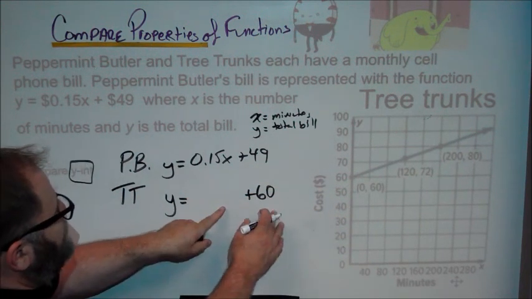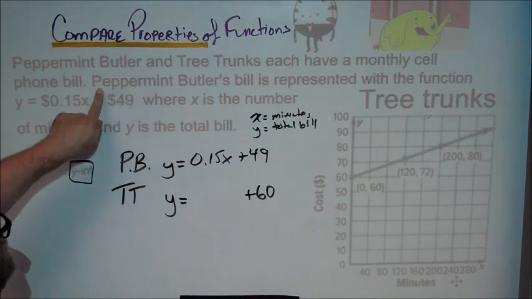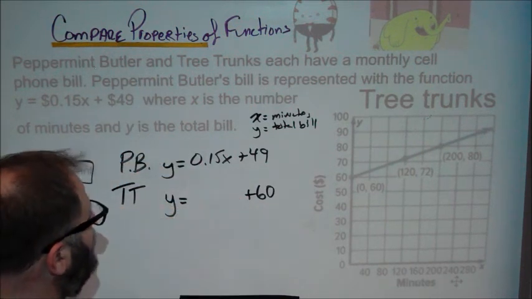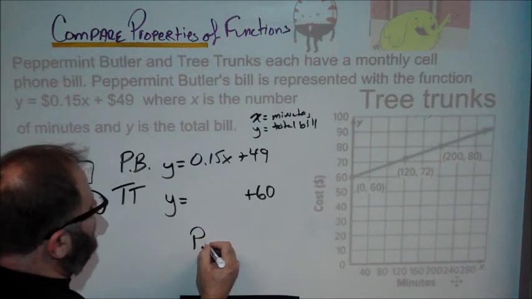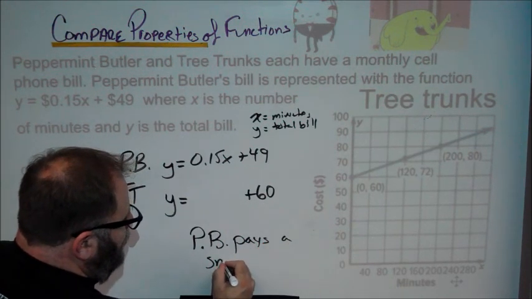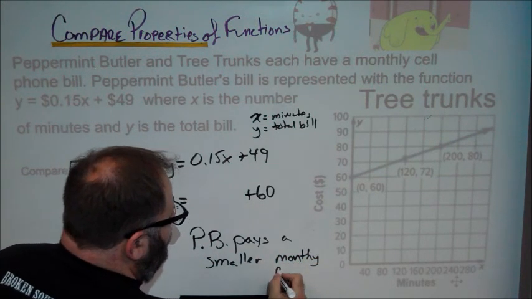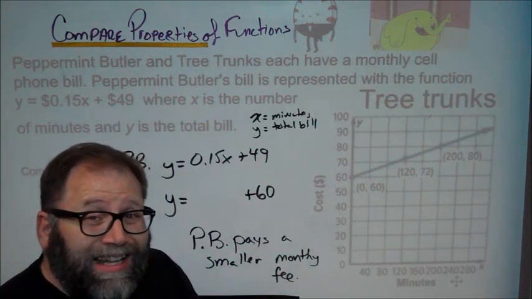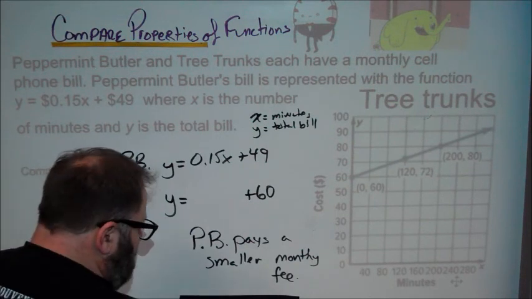So if we look at that, let's go back and look and see what we've got here. Peppermint Butler's bill starts with a $49 charge. Tree Trunk's bill starts with a $60 charge. What we can interpret from that comparison is that Peppermint Butler pays a smaller monthly fee. We could even articulate it that Peppermint Butler's spending $11 less a month. Okay, so that's what our y-intercepts mean in this situation.